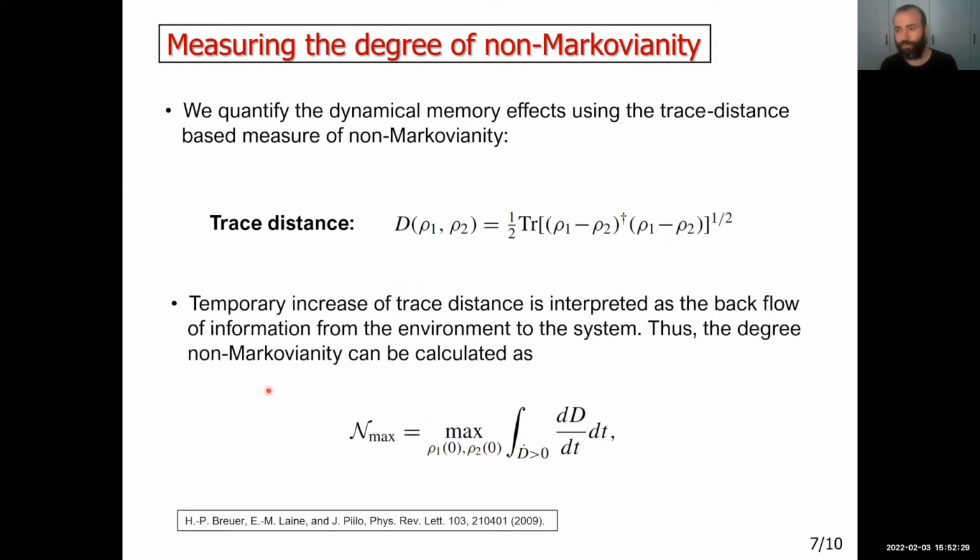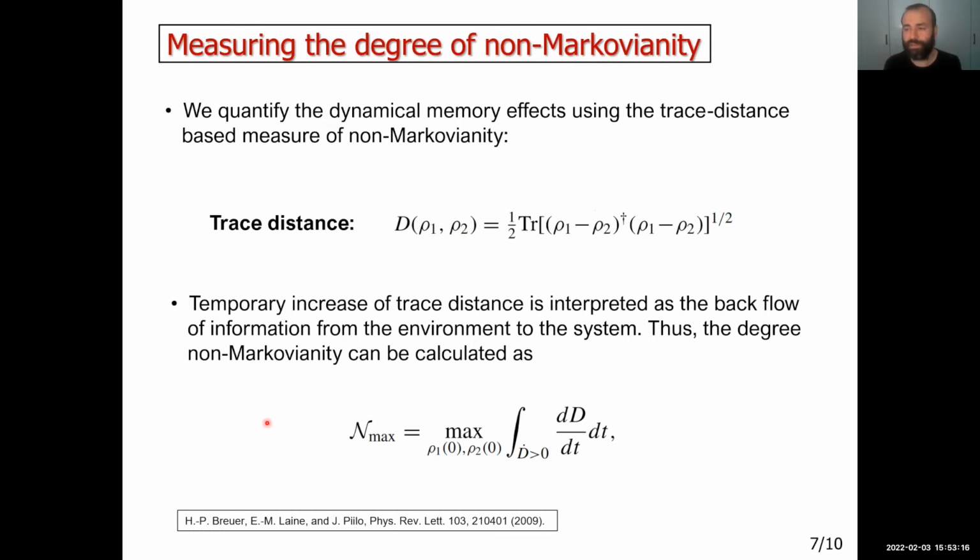Well, this is rather straightforward. I will not spend a lot of time on this because this is now very well known. We quantify memory effects using the well-known trace distance measure. So we check the dynamics of the trace distance, taking arbitrary initial states, and then if there is a temporary increase throughout the dynamics in trace distance, we sum these increases. And since the increase of trace distance can be interpreted as a backflow of information, we assume that this quantifies memory effects or non-Markovianity. Optimization and the definition of the measure here for the collision model can be done numerically, obviously.